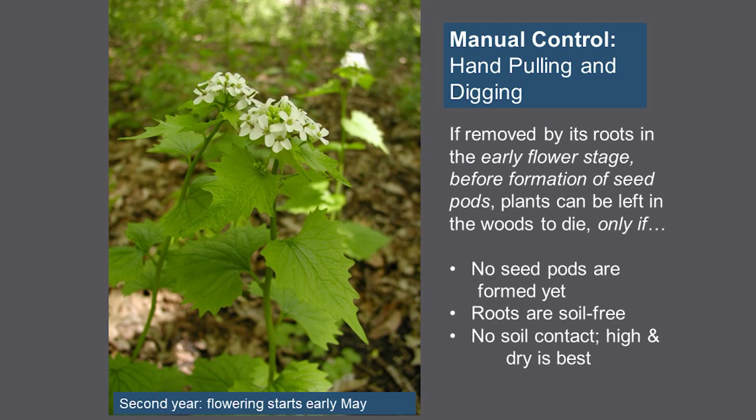All right, manual control, hand pulling and digging. So we pretty much already discussed most of that. I think what's happening, the process of bolting is spending plant energy, and I think that root is shrinking a little bit, which makes it easier to pull. Because before the flowering, it's really sticking hard.